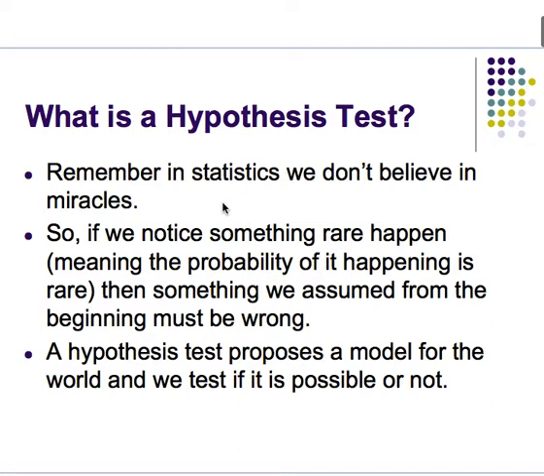Remember that we don't believe in miracles. We don't know exactly what is going to be happening. If we notice something rare happening, meaning that the probability of it happening is rare, then something we assumed from the beginning has to be wrong. Okay, if we notice something rare happening, then we know that what we assumed from the beginning is wrong because the rare thing occurred. Okay, so a hypothesis test proposes a model for the world, and then we test if it's possible or not.